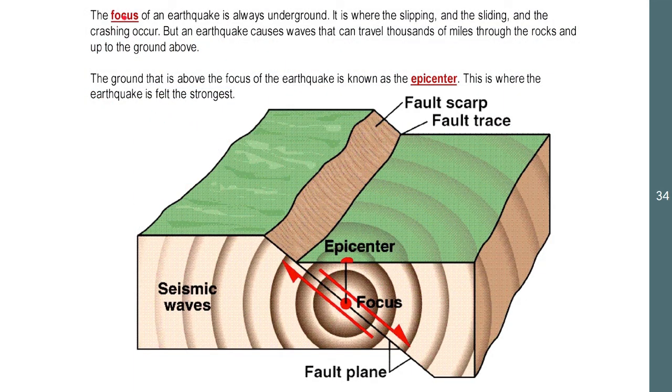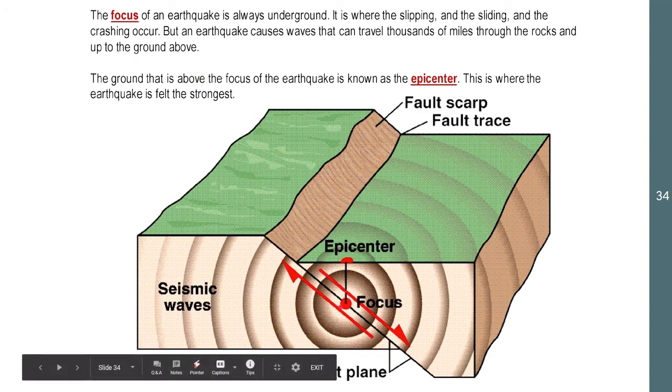So again, focus of an earthquake is always underground. This is where the slipping, sliding, and crashing of the tectonic plates happen. Okay, so for example, this is where the tension is happening, where the plates are grinding against each other. But once the energy is released, once they snap, the seismic waves will travel from the focus in all directions and upward. It will be felt by us humans and by animals, and then we call that the epicenter.